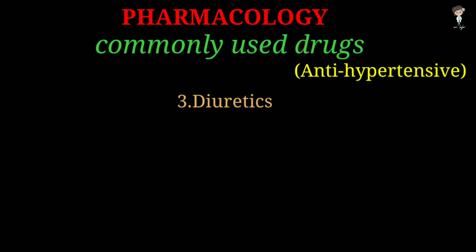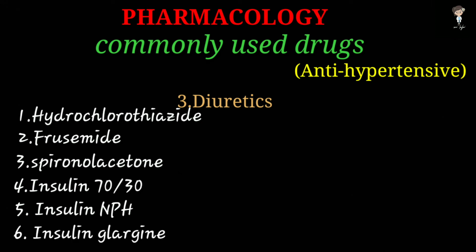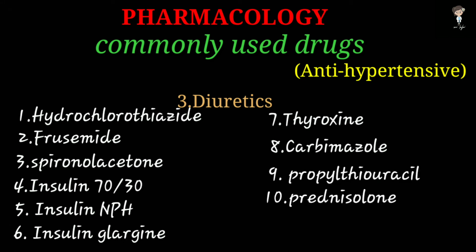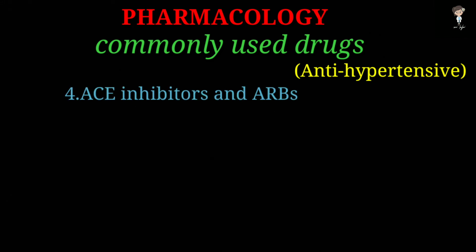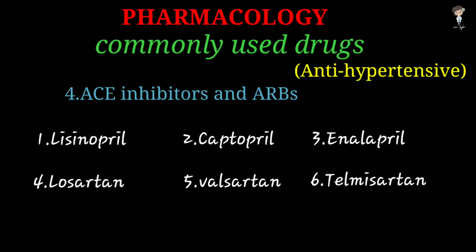Third is diuretics, which includes 12 drugs which are named as hydrochlorothiazide, furosemide, spironolactone, which can be combined with furosemide too. Then insulin 70/30, insulin NPH, insulin glargine, thyroxine, carbimazole, propylthiouracil, prednisolone, and hydrocortisone. Fourth and last category of antihypertensives is ACE inhibitors and ARBs, which are having 6 drugs, namely lisinopril, captopril, enalapril, losartan, valsartan, telmisartan, in which lisinopril and losartan can be used in combination with hydrochlorothiazide.